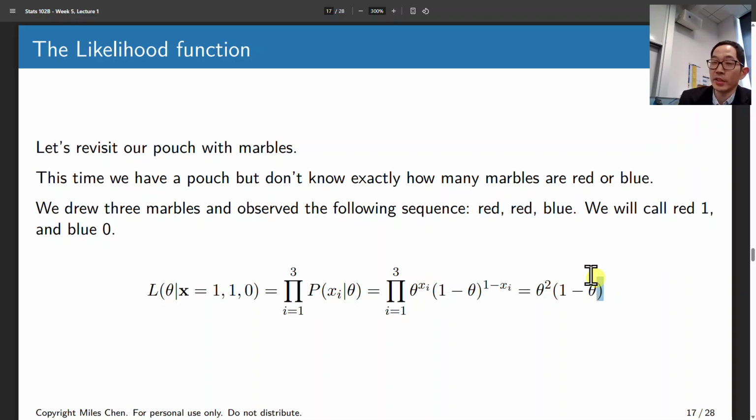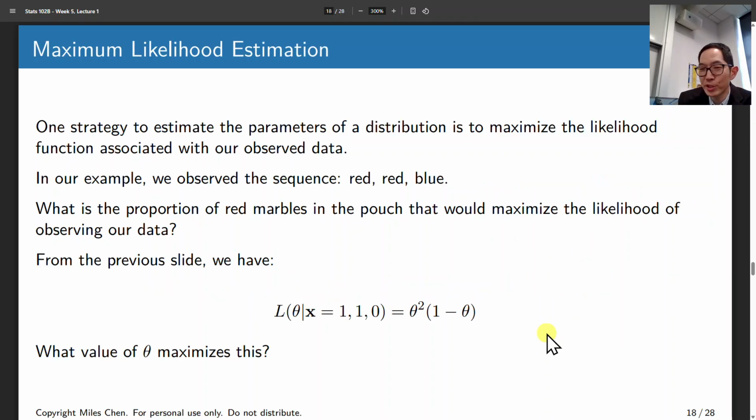Now we ask, what is the value of this unknown parameter theta that's going to maximize the likelihood of this exact data? This question of maximum likelihood can only be answered once you have observed data. There's no such thing as maximum likelihood estimation if you don't actually have data observed. So we have the data observed, it's red, red, blue, and this is our function. Now it's just a matter of maximizing this. What value of theta is going to maximize this thing? And this is just calculus.